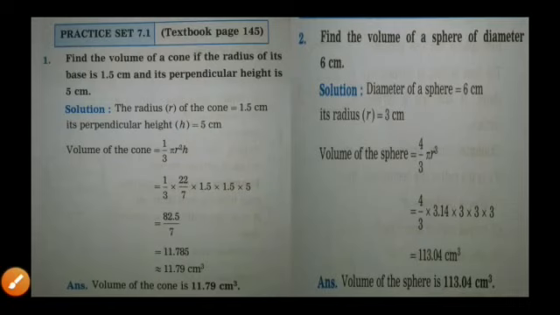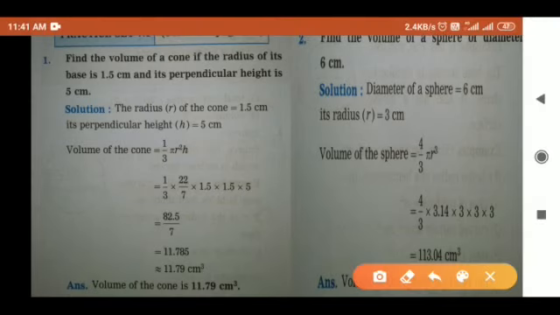Here we have the exercise practice set 7.1. First two questions are solved in this page. First question is the volume of a cone. We have to find it if the radius of its base, means the value of r, is given 1.5 and the perpendicular height, means h, is given 5.